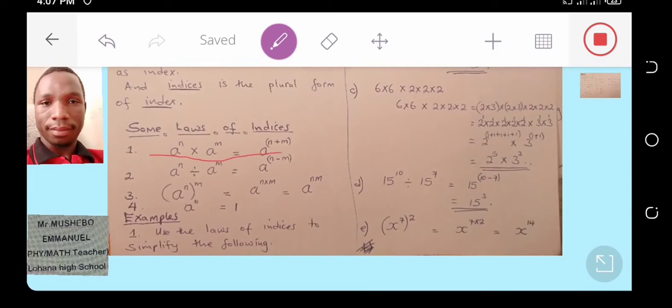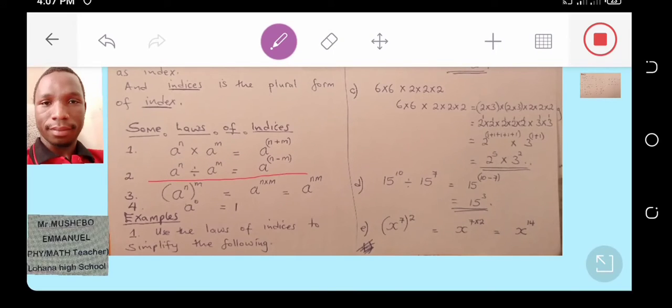During multiplication of indices whose bases are the same, like for example a power n times a power m, what we do, it will be equal to a to power n plus m. We write the base, which is a, and then the powers we add them, because we are multiplying indices whose bases are the same. That's the first law.